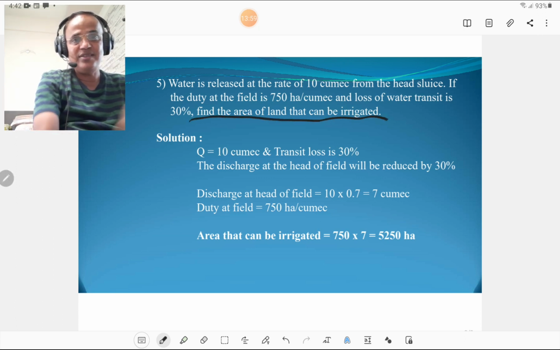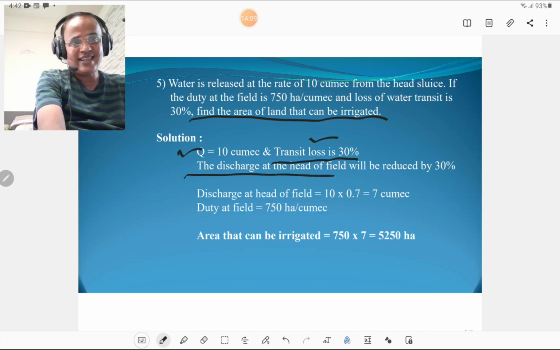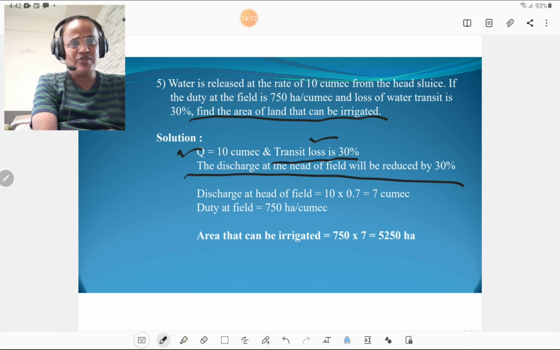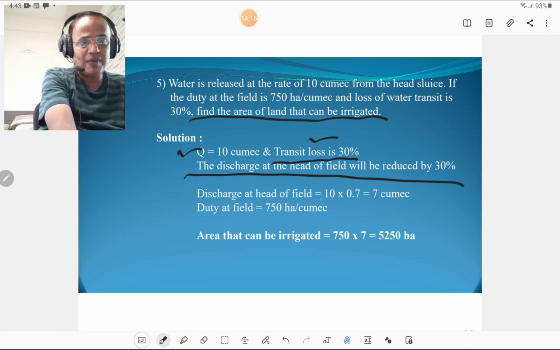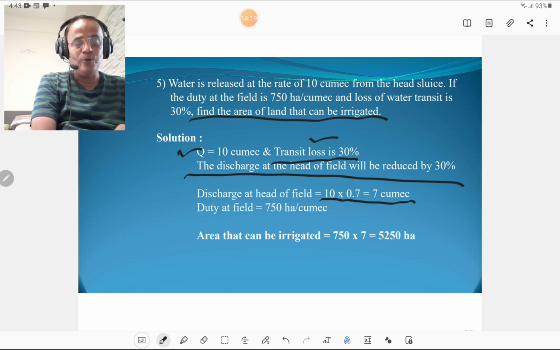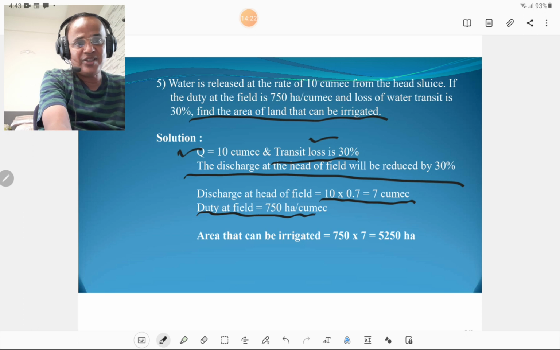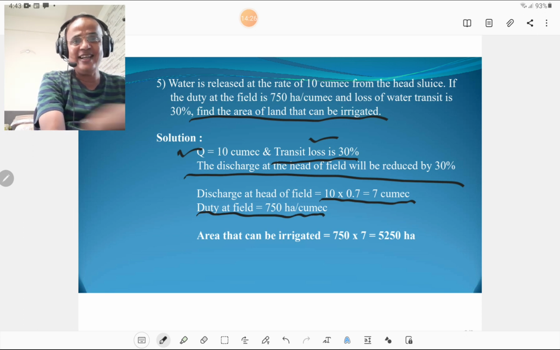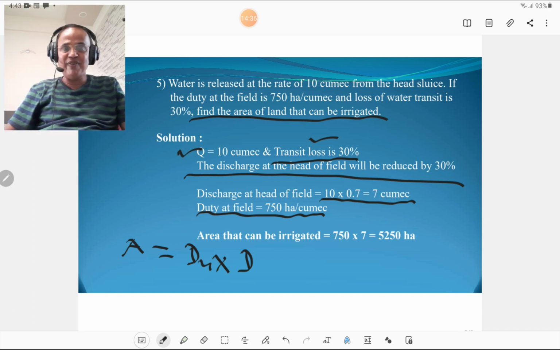Here area is asked. So given is Q, that is 10 meter cube per second. Given are the transit losses, that are 30%. So the design discharge at the head of the field is reduced by 30%, means useful is 70%. So 10 multiplied by 70 divided by 100 is 7 cumex. So duty is given also. Duty at the field is 750 hectare per cumex. So area irrigated is equal to duty multiplied by discharge. That is also a relationship. So area irrigated is 750 multiplied by 7, that is 5250 hectares.